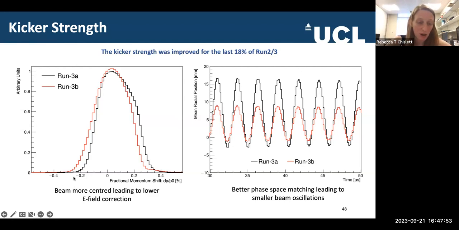This was actually only done for the last part of run 3. So only the last 18% of the data in the run 2-3 analysis. But you can see that before these changes were made, you get the black distribution. And then after, you get the red distribution, which is much closer to 0. And then you can also see that the mean radial position, so the amount the beam is swimming as it goes around the ring, is much reduced, which also improves the measurement of the spin precession frequency.